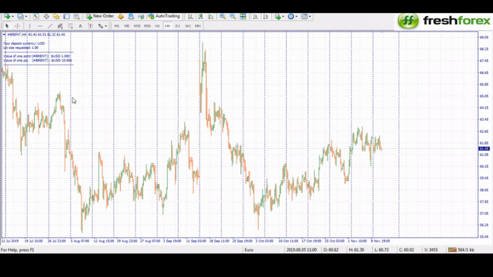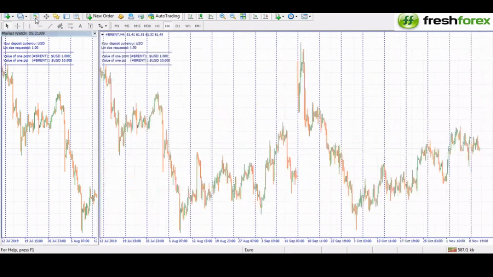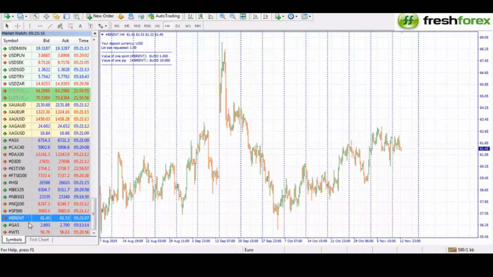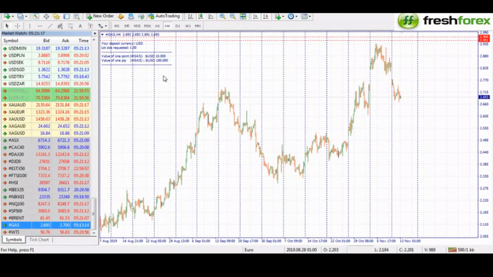This is one thing which you need to look at. Look at the pip value of whatever you want to trade first of all. Before you start trading, you must get the pip value for whatever you want to trade. Like in this case, if I see a good signal on gas and also a good signal on Brent oil, I will settle for gas because of the pip value.